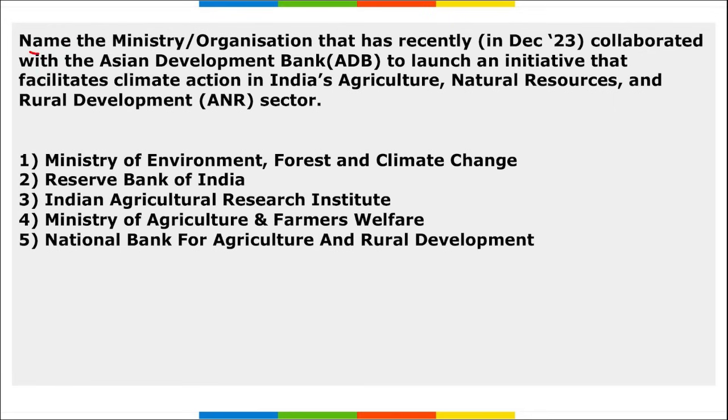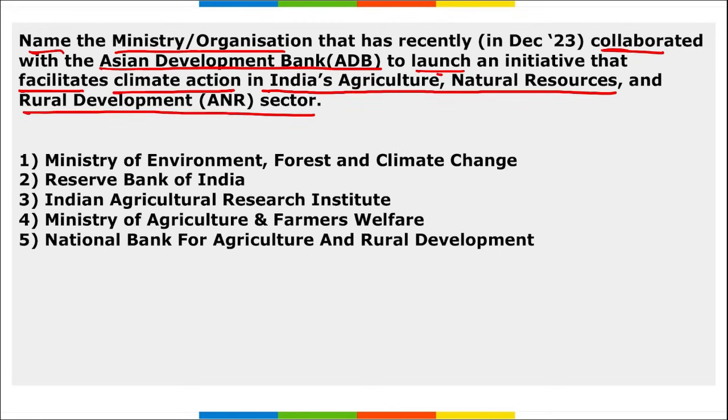Next, name the ministry or organization that has recently collaborated with Asian Development Bank to launch an initiative that facilitates climate action in India's agriculture, natural resources, and rural development sector. It is NABARD, that is National Bank for Agriculture and Rural Development. Correct? Then remember, under this initiative, NABARD has collaborated with Bill and Melinda Gates Foundation to establish a technical support unit that will be addressing climate change in India, and will also provide solutions for the same.